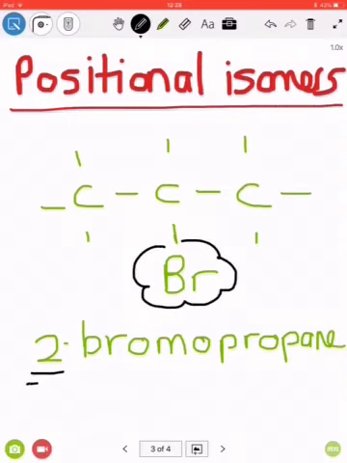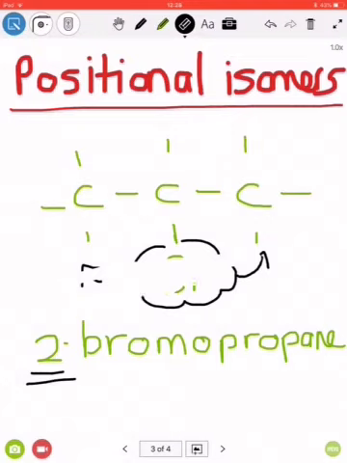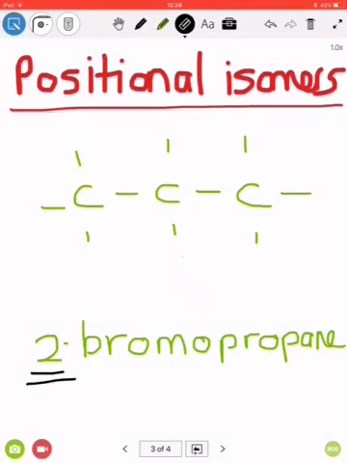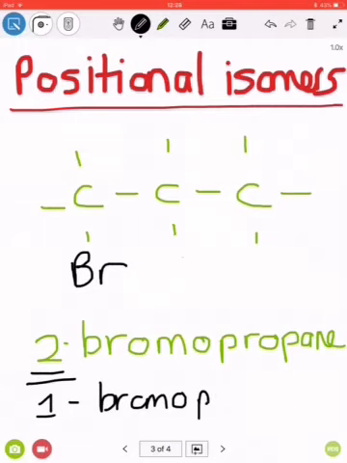So instead of being on the second one, we are now going to move it to one of the others. So in this case, if we move it there, it will be on the first one. And if we move it there, it will be on the first one. Remember, we always start counting from where something is happening. So I could move it there and there, which means I then end up with still the same molecular formula, but instead of the bromine being in that position, we are now going to move the bromine to this position, which will make the molecule 1-bromopropane.